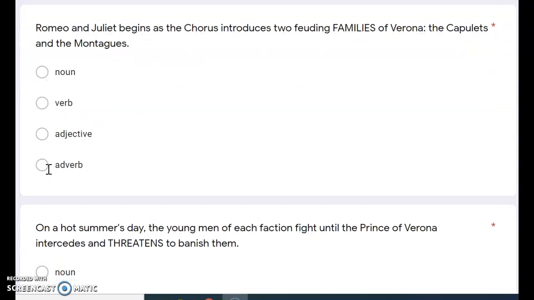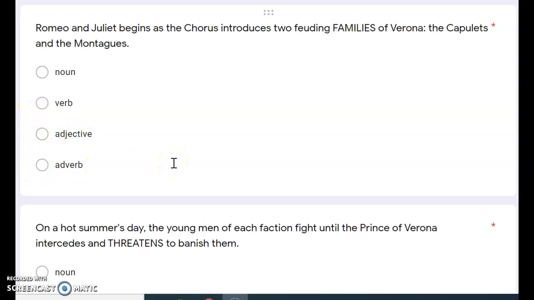Okay, moving on. Assuming you're ready to do this, we move on. Romeo and Juliet begins as the chorus introduces two feuding families of Verona, the Capulets and the Montagues. All right, that's our sentence. The all caps word here is families. So introduces two feuding families of Verona. So is families here being used as a noun, a verb, an adjective, or an adverb?